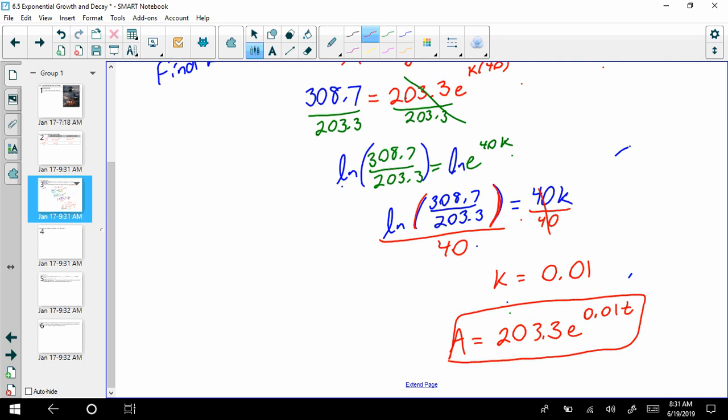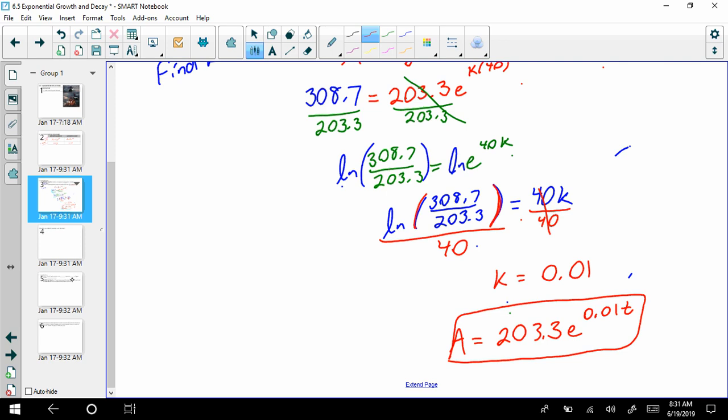This type of application is huge in real life, especially when people are trying to make predictions. Okay, how big can we expect the population to get? Or if you're dealing with sickness, how many people can we expect to be infected? Or how many resources will I have left after a certain amount of time? The power of this prediction is a big deal.